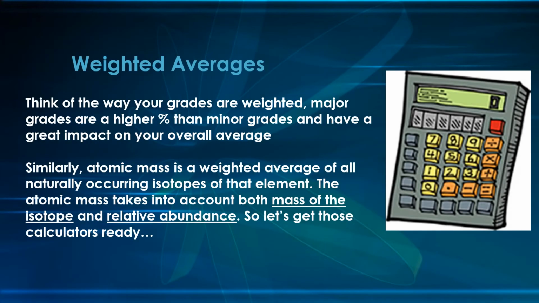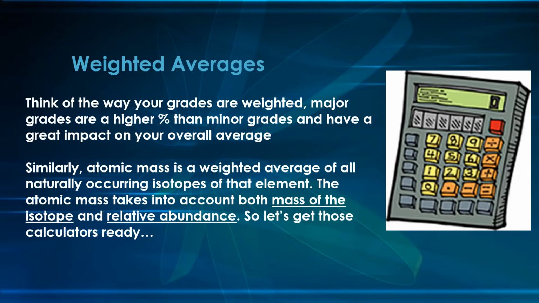They come from weighted averages. Think of the way your grades are weighted. Major grades have a higher percentage than minor grades, and they have a really great impact on your overall average. Similarly, atomic mass is a weighted average of all naturally occurring isotopes of that element.